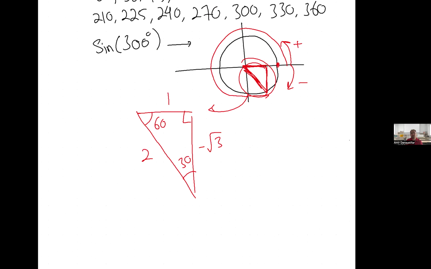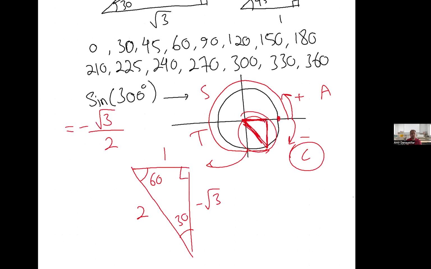According to the CAST rule, in quadrant 4, where this belongs, only cosine is positive, so sine would be negative, and opposite is root 3, hypotenuse is 2. So negative root 3 over 2 is my answer. Okay, so that's what I mean. When you want to find the trig ratios using special triangles, this is what you do. You draw the unit circle, you figure out where the angle belongs, and then you draw your special triangle and then solve it.